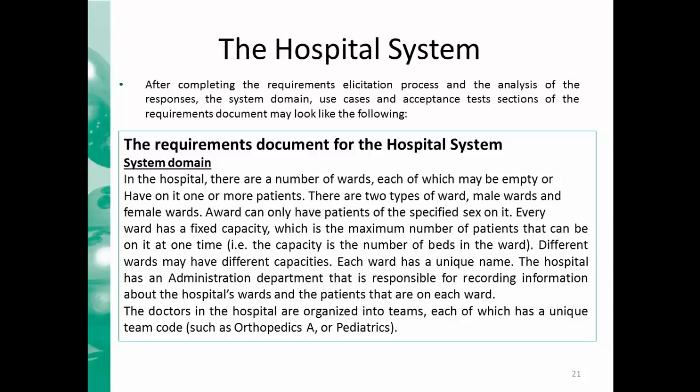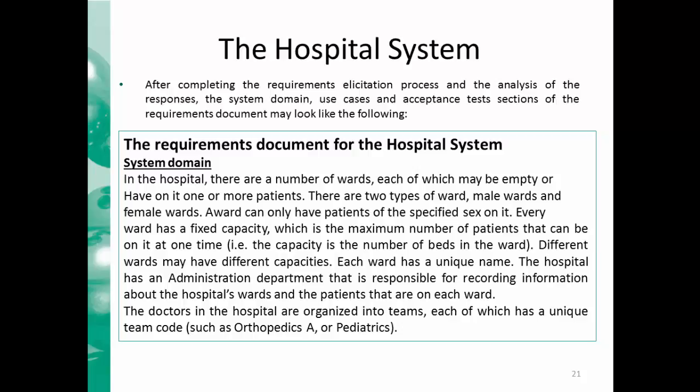So if I go with you through some of the facts and requirements given in this system domain, I read that in the hospital there are a number of wards. So you know that now the system has a number of wards, each of which may be empty or have on it one or more patients. So, for example, if I want to have a use case called list patients, and I want to build an acceptance test case for this use case, then I need to be sure that I can have a list of empty patients in the ward, or some patients on the ward, or a ward which is full of patients.